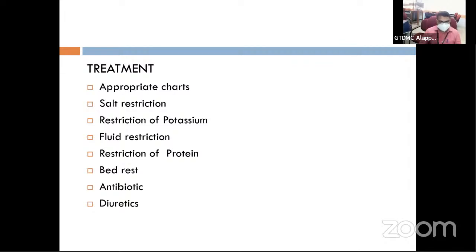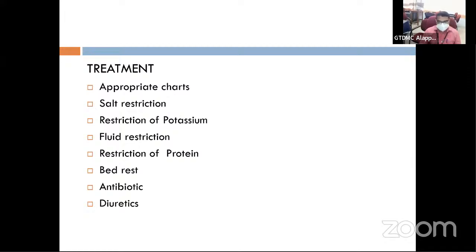And bed rest is also indicated. Especially when the child is having hypertension, till the hypertension resolves, bed rest is indicated, and activity should be restricted till gross hematuria subsides. So bed rest is for hypertension till the hypertension subsides, and activity restriction till gross hematuria subsides.